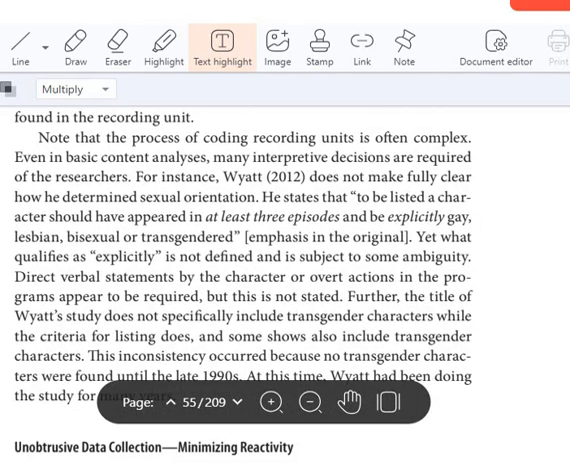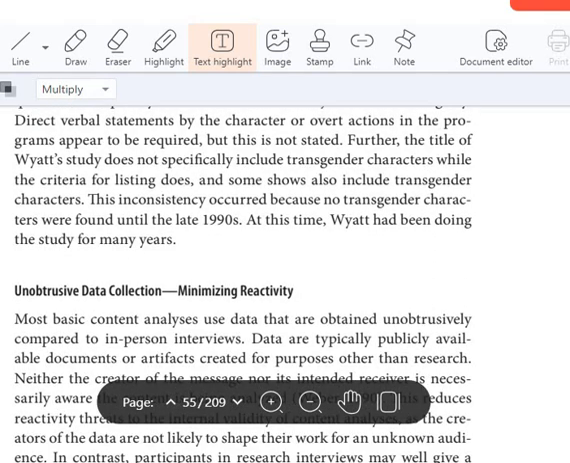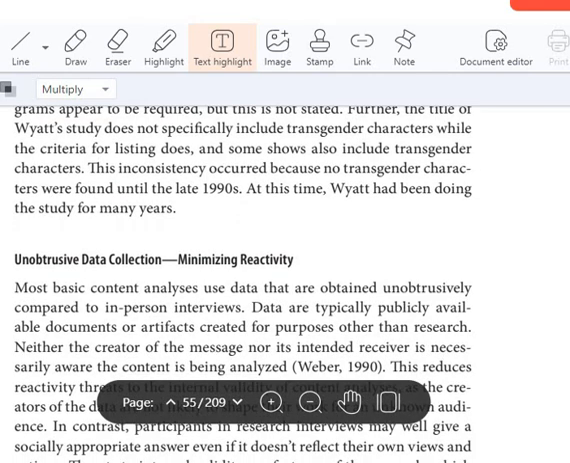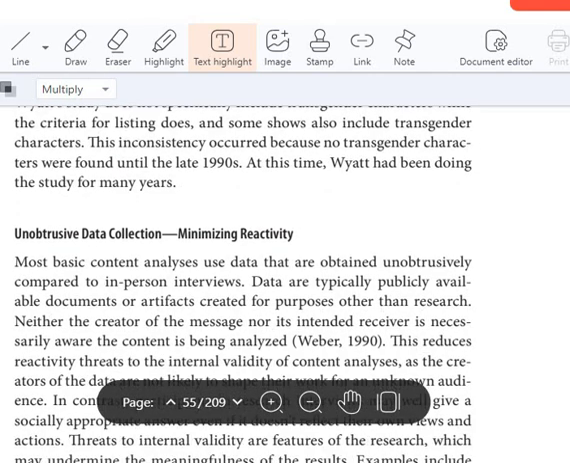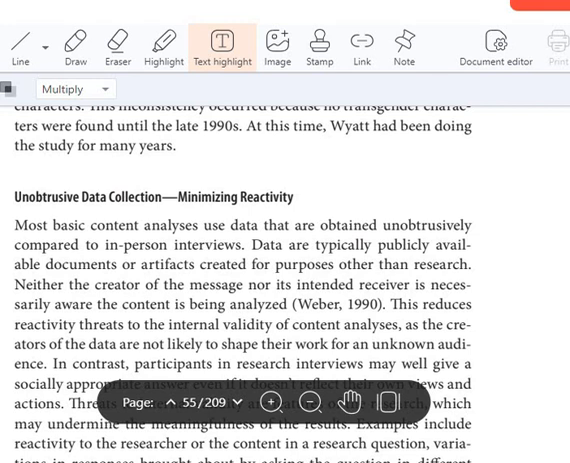Now let's move on here. The process of coding recording units is often complex. It's not an easy task. Researchers must have good experience in determining the codes. It is actually the most important complex process.